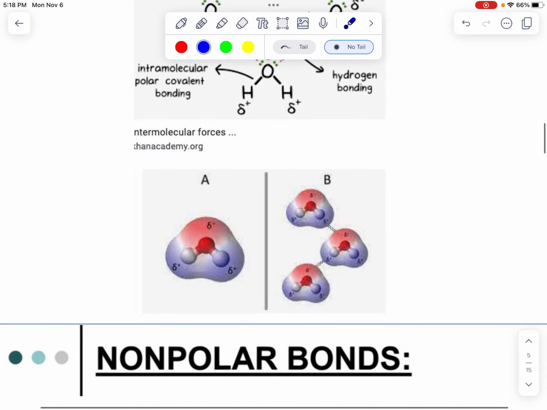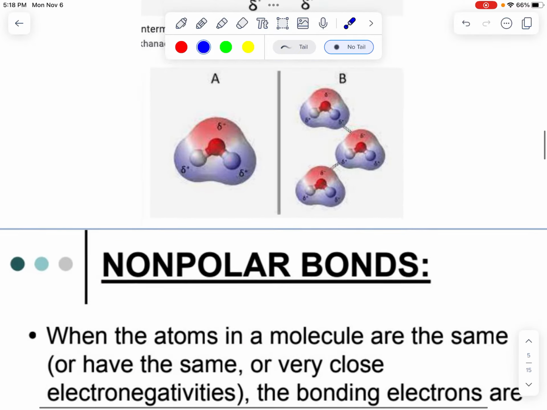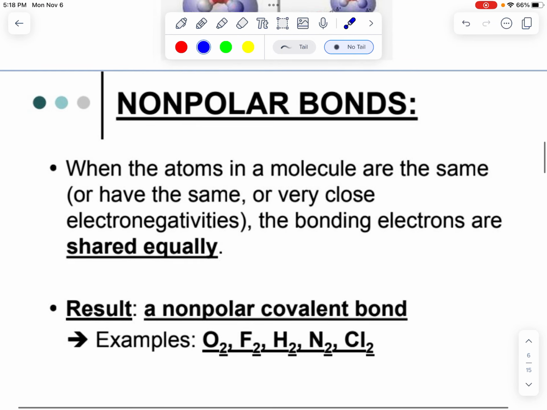And here's the same picture, but showing the clouds of electrons, right? Remember, this is just a cloud with the blue showing that there's not very many electrons and the red showing a lot of electrons. And so we get a little negative, little positive, and they just kind of stick together like that. All right, so nonpolar bonds.